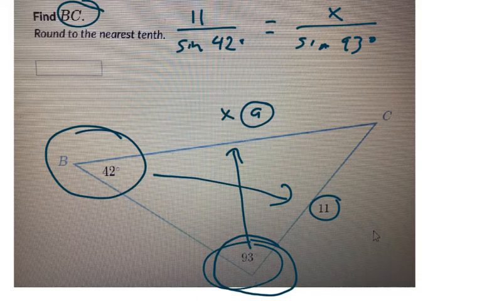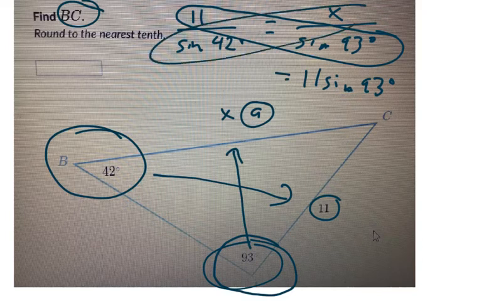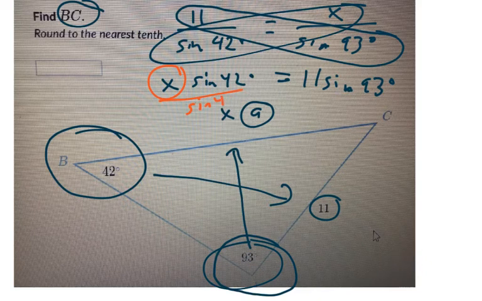Okay? But anyways, solving it, I'm going to cross multiply 11 times the sine of 93 degrees. That's going to equal x times the sine of 42 degrees. Right? Now, to find x, all I need to do now is divide by the sine of 42. Now, guys, don't panic. We're going to do all of this on the calculator right now together.